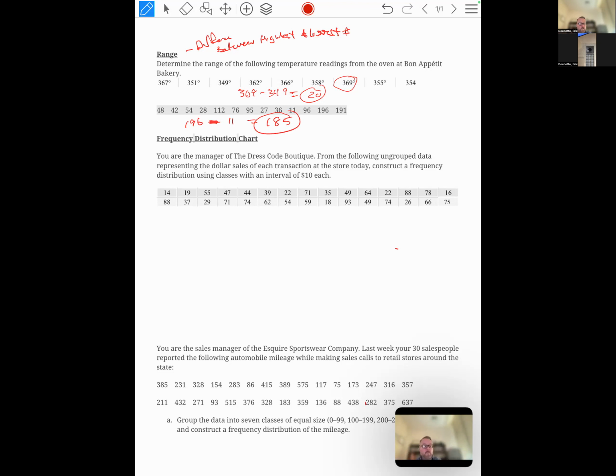And so that's what you're calling on for range. That's pretty simple. The last one's frequency distribution, and this one's not difficult either, but you just need to pay attention to exactly how you're drawing up your distribution chart.